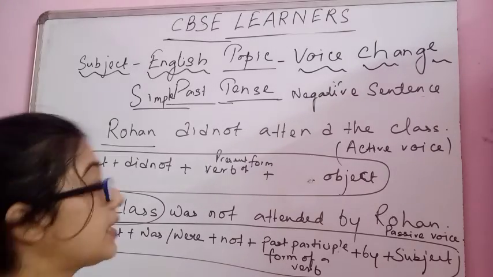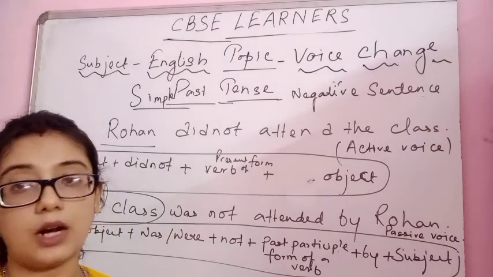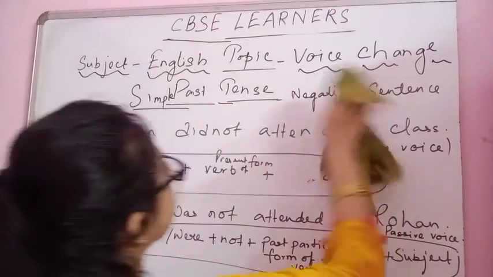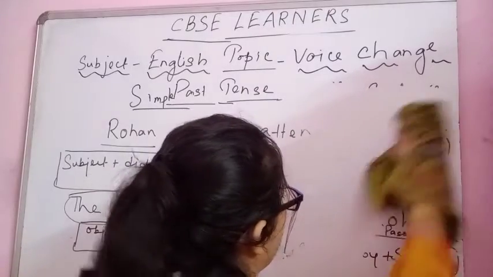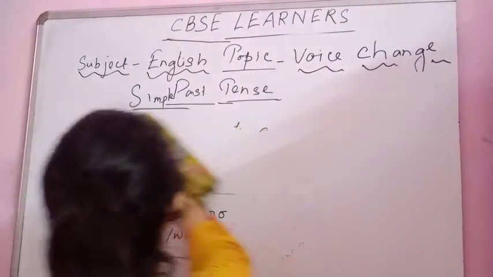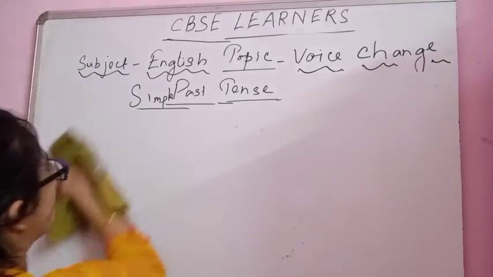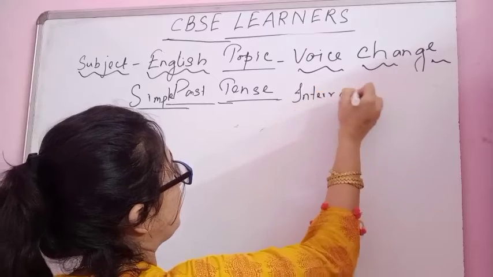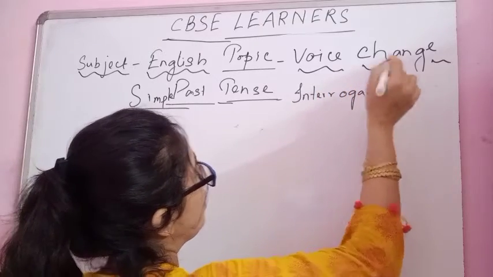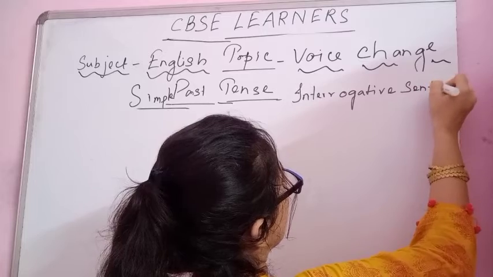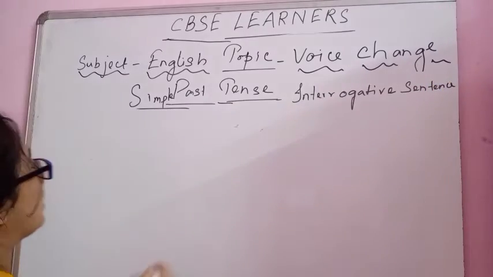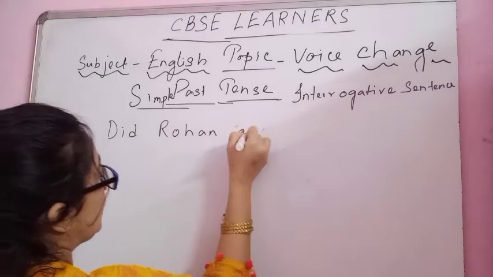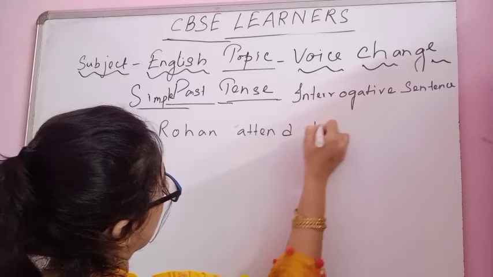Now interrogative sentences, in case of positive it will start with did. Okay, did Rohan attend the class? Okay, so let me give you the example. Interrogative sentence. Okay, so did Rohan attend the class?